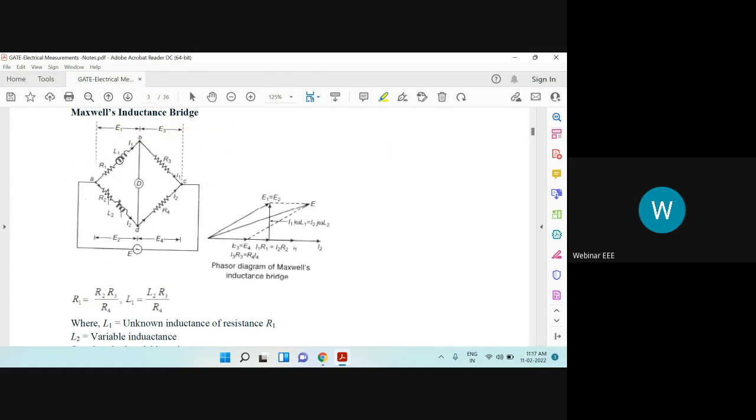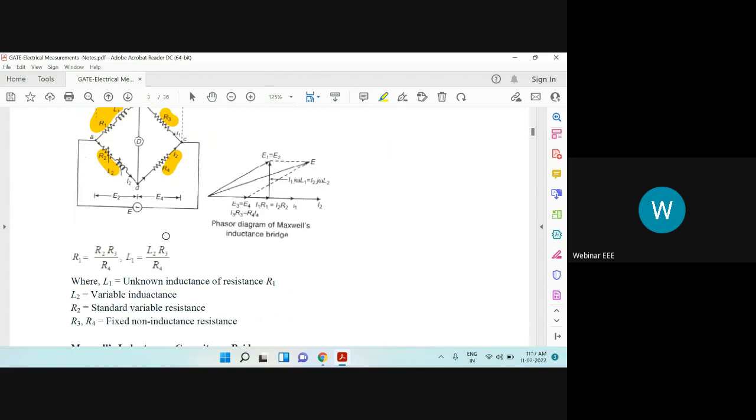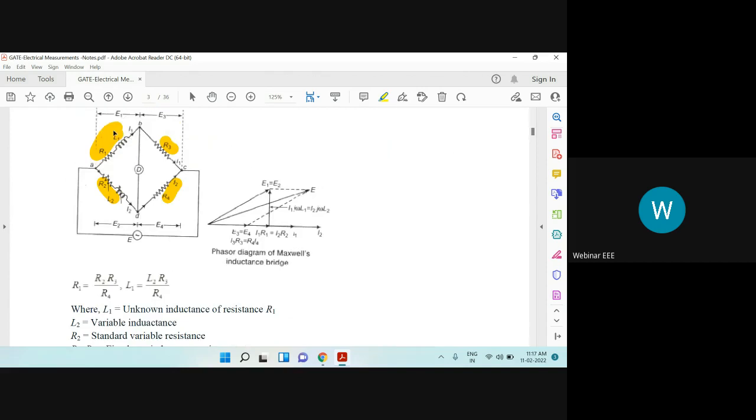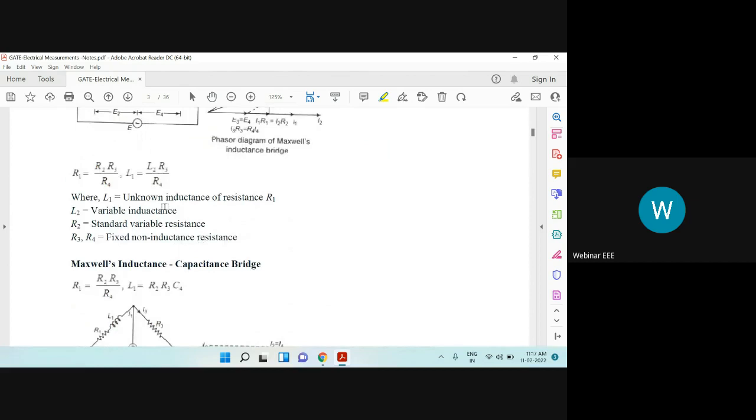So here it comprises impedances, a combination of resistance and inductance, here R1 and L1, whereas here it is R3, this is R4 and this is R2 plus L2. So here the unknown inductance will be considered. L1 is considered as the unknown inductance based on the balanced condition. So here the unknown values are calculated like this: R1 is equal to R2 R3 by R4 and L1 is equal to L2 R3 by R4.